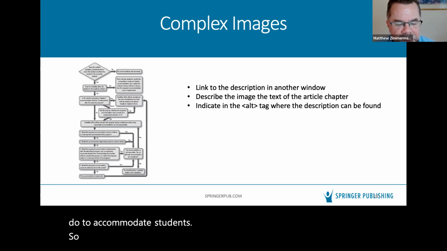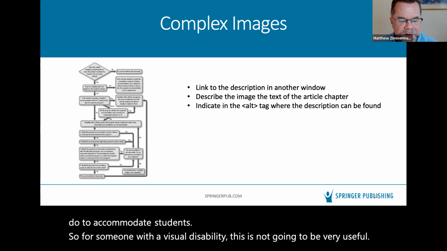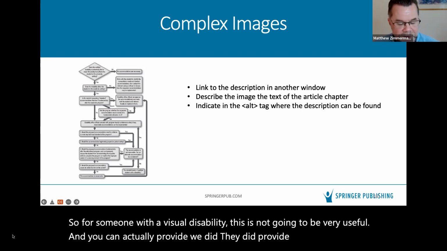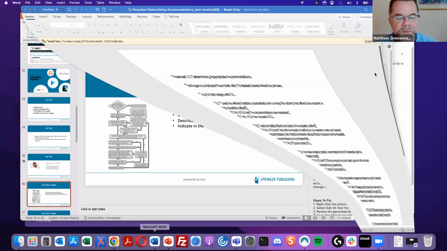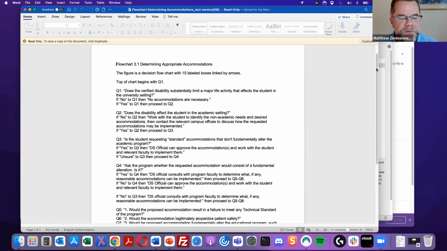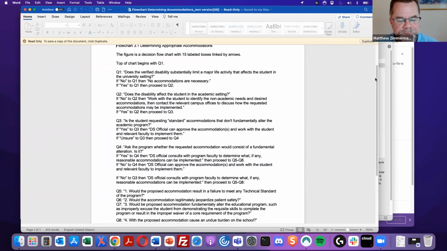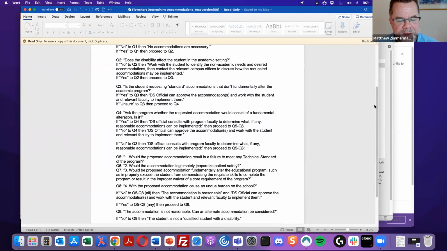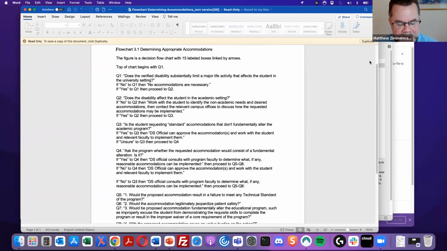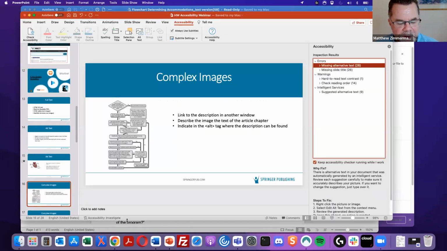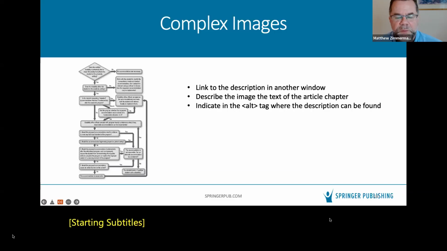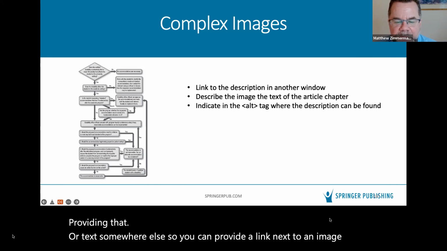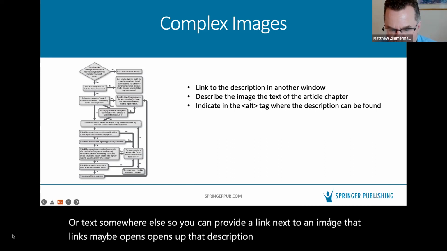So for someone with a visual disability, this is not going to be very useful. The authors did provide us with a visual description of the flowchart going through the decision tree. Now, this isn't going to fit in a 140 character alt text, and so that's where things start to get a little more complicated, where you need to start providing that alt text somewhere else. So you can provide a link next to an image that opens up that description in another window for the screen reader to read.